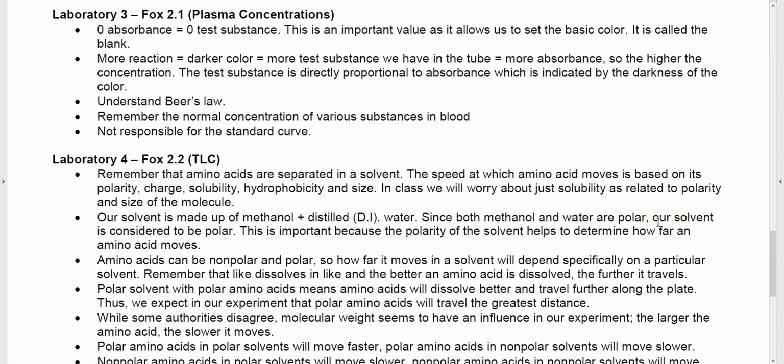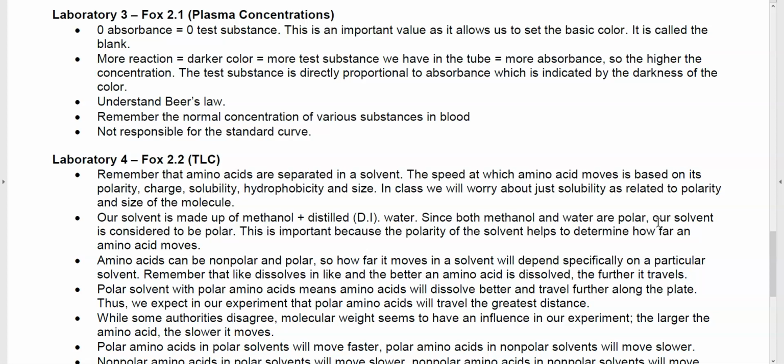For lab 3 was Fox 2.1. That was looking at the plasma concentrations. A couple notes about it. We basically understand the basic experiment. We took a reagent, and that reagent causes a reaction. That's the definition of a reagent.